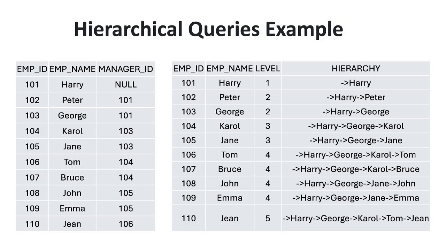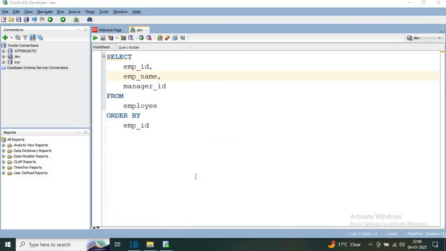Also, we have to display the label. In the label, we have to display the depth of the hierarchy. Like for the sixth row, the depth is 4. So that is why the label will be 4. Now I'll write the query to find the hierarchy of all the employees from the employee table.